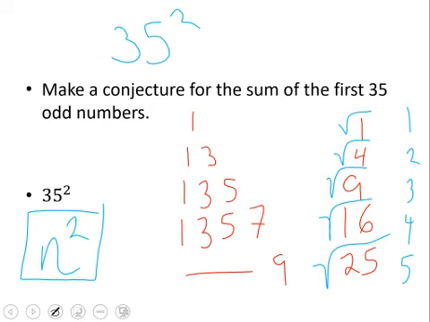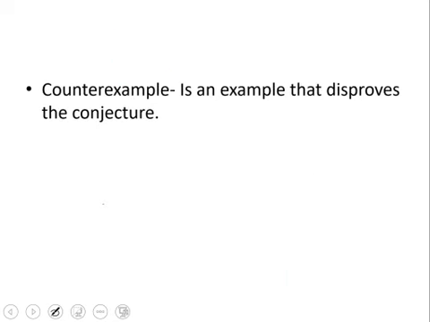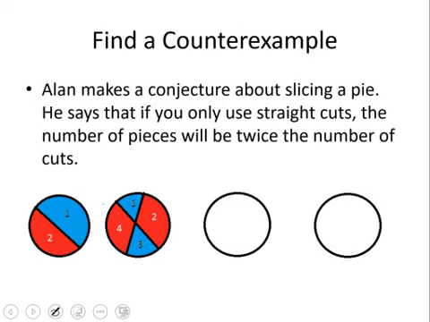Okay, counterexample. A counterexample is something that disproves a conjecture. If I state a conjecture and say this is true, and you can find something that doesn't agree with it, that is a counterexample. Sometimes these are very easy to find, sometimes a little more difficult. Let's see if we can find a counterexample for this. Sometimes counterexamples do not exist.